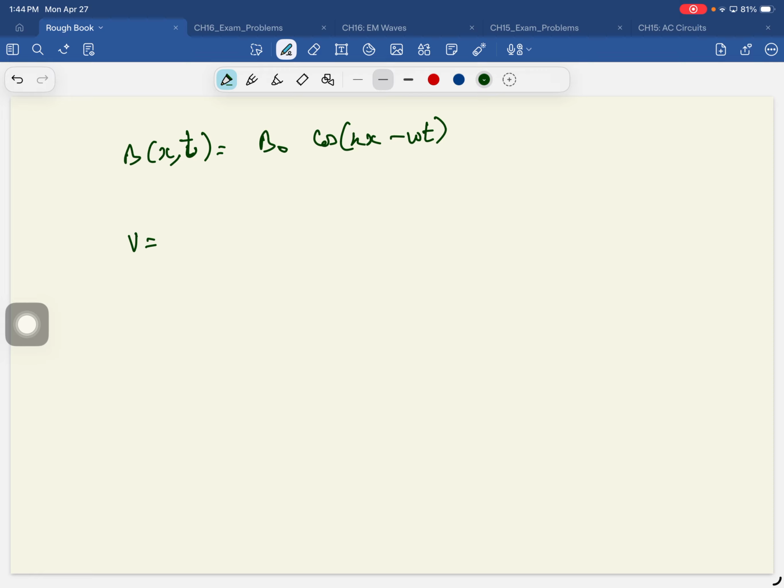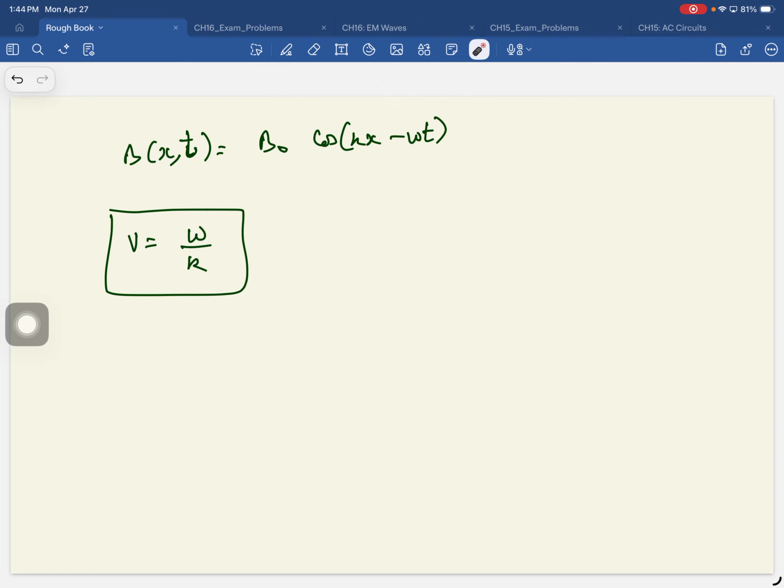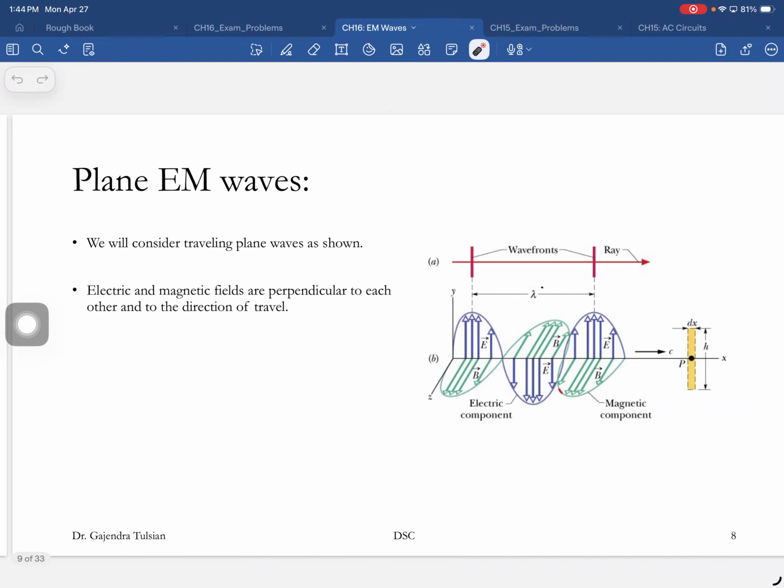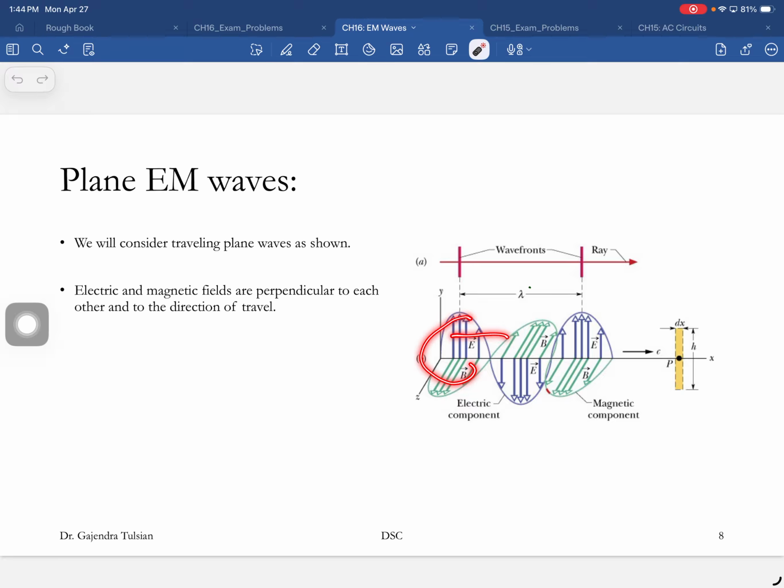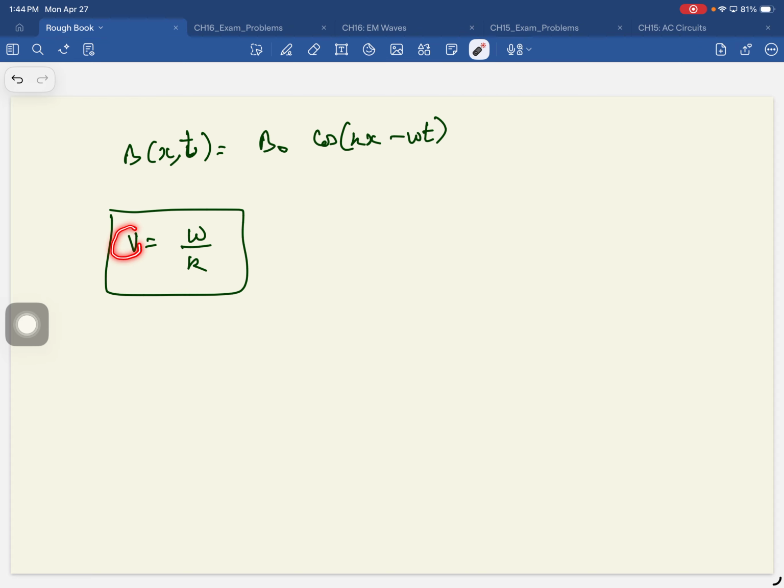That is, if the electric field is pointing in this direction, then it goes down and then back up. That's one oscillation. So for visible light, the frequency is about 10 to the power of 15 hertz. So everything is happening very fast. All right, so there's the traveling wave, and of course you can have waves travel to the left and so on. The speed of the wave is omega by k, or frequency times lambda.